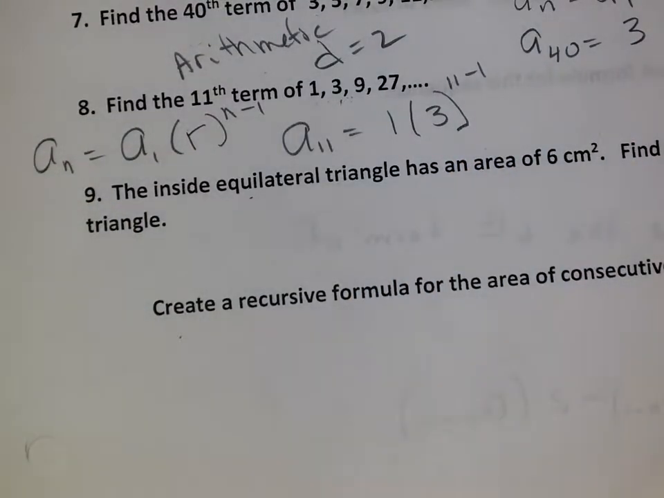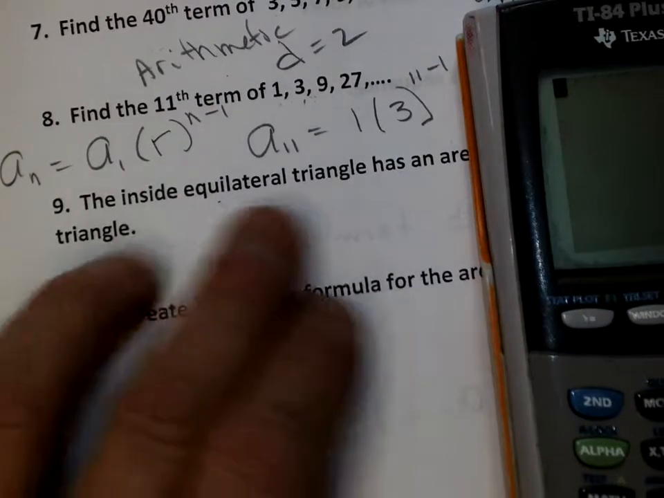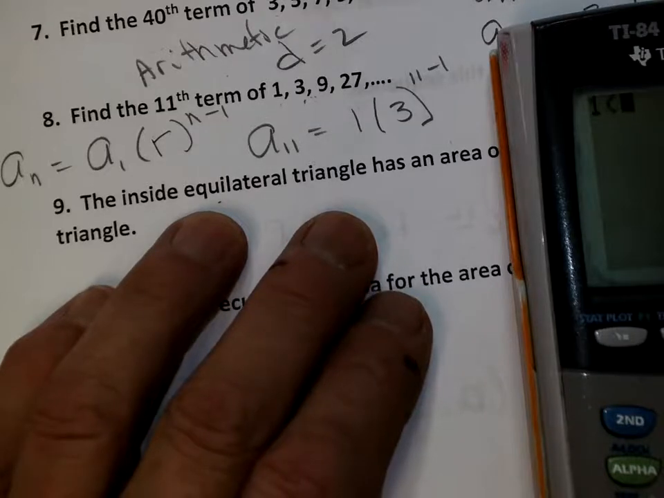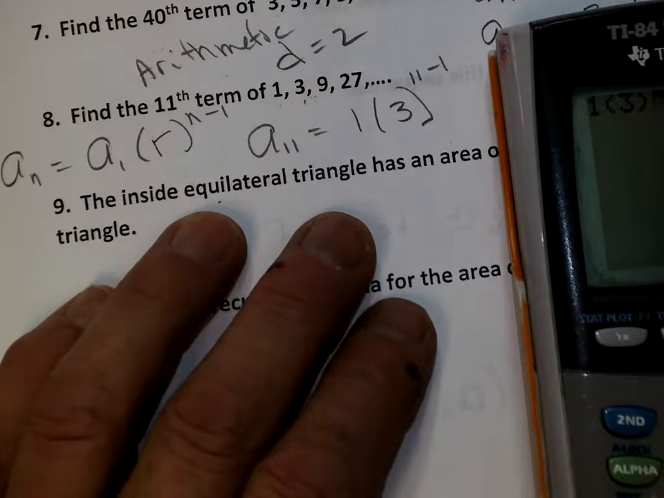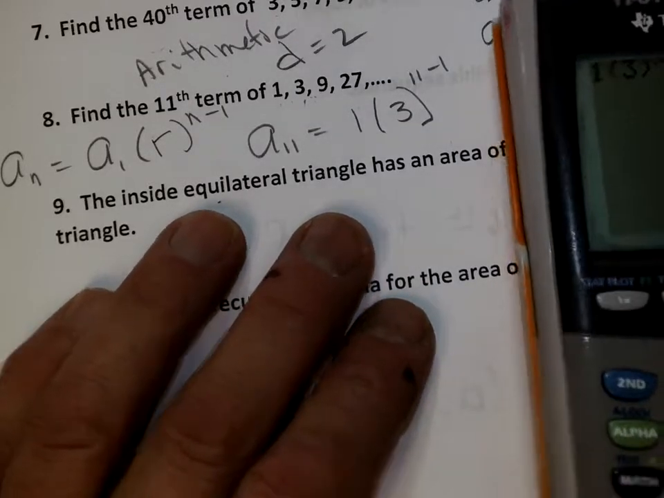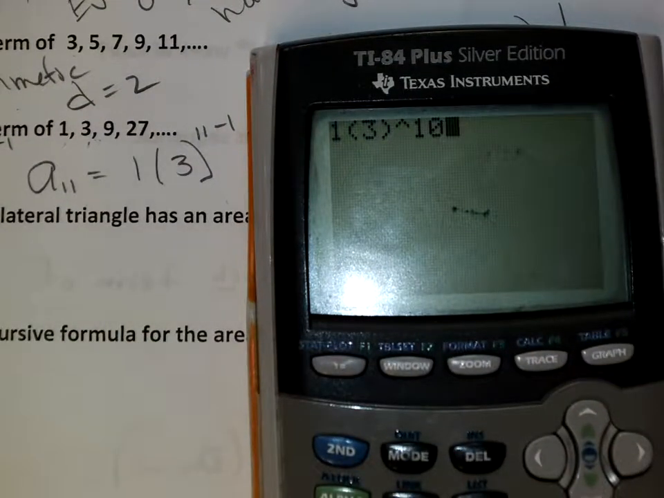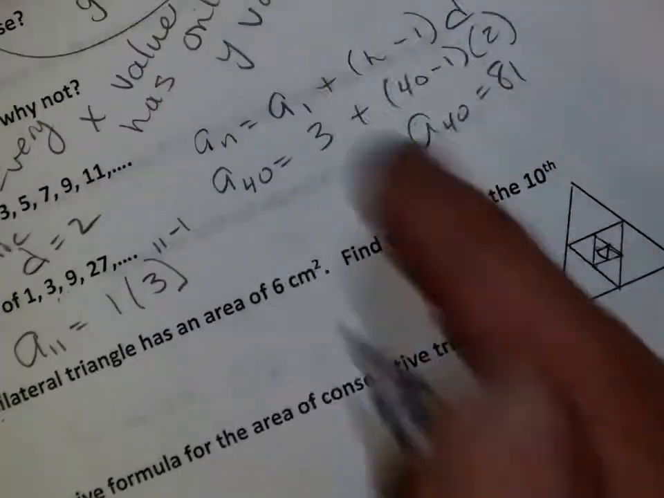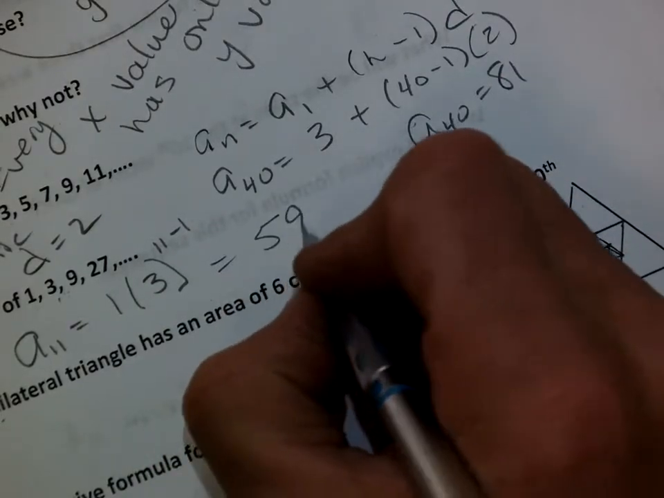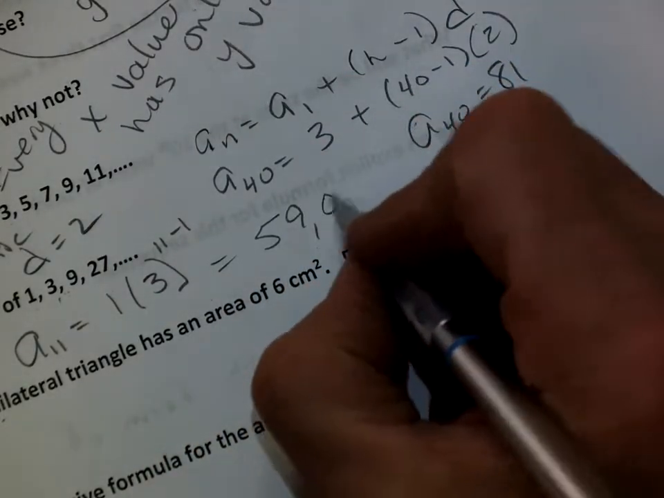And again, I'm just going to let my calculator do the work. 1 times 3 to the power of 10. I don't need to go 11 minus 1. I know 10 is 11 minus 1, right? Boom. I get 59,049.